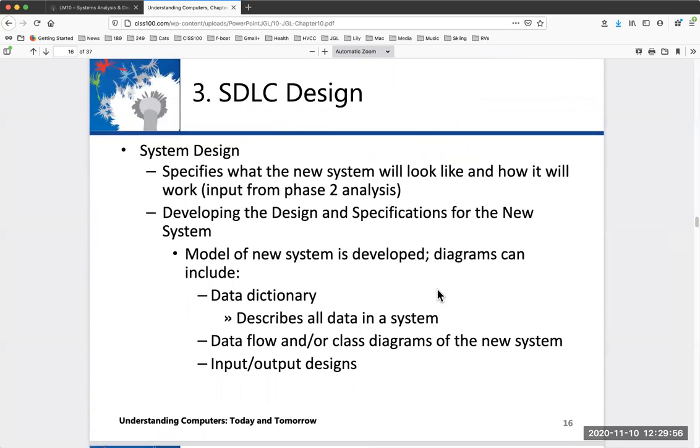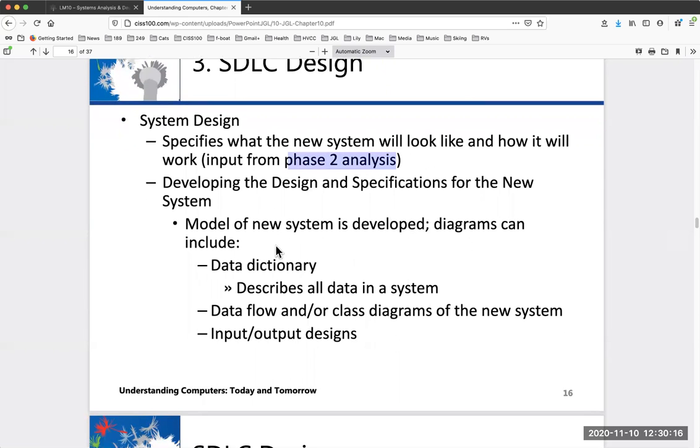Okay, so we had problem identification, we had analysis, moving into system design. So what will the new system look like? How will it work? Okay, so it's being created, designed from the phase 2 analysis deliverables. One of the things in the system design that will be created is the data dictionary. And we're going to see this again.